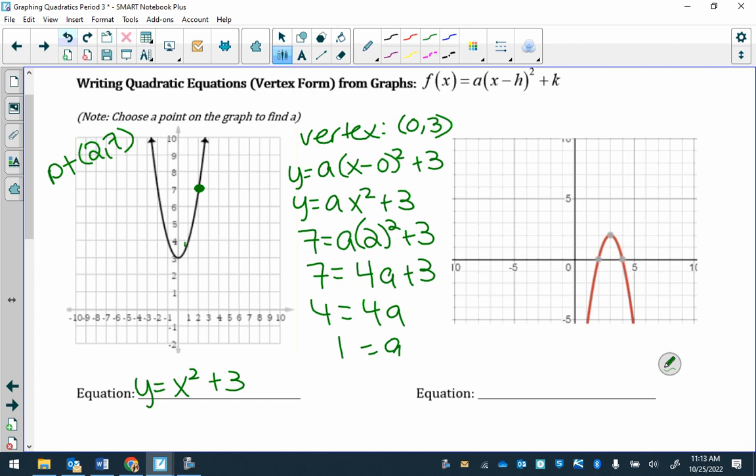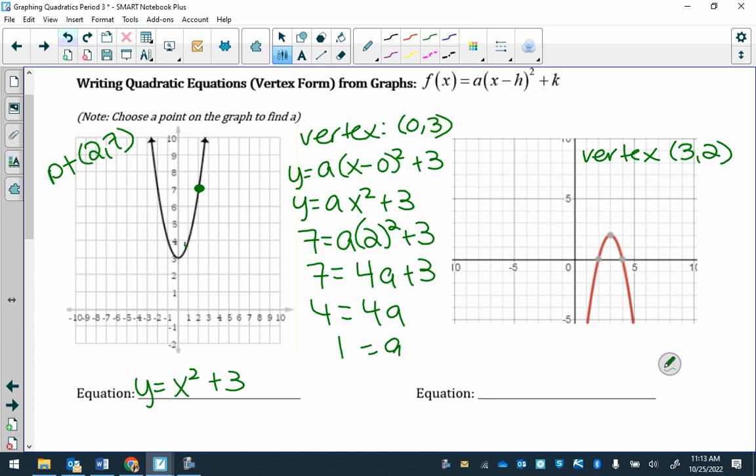What is the vertex? Julia, what do you have for the vertex? Let's see. So 1, 2, 3, 1, 2. Okay. So the vertex is 3, 2. Okay. The easiest point to choose would be what?